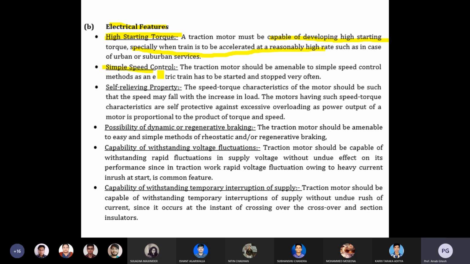The next one is simple speed control. So you can use the auto transformer terminal for armature voltage control. The next one is field control. You can change the field excitation through the same conductor. It's a series machine. Also, with the changing of the polarity, you can directly do that.